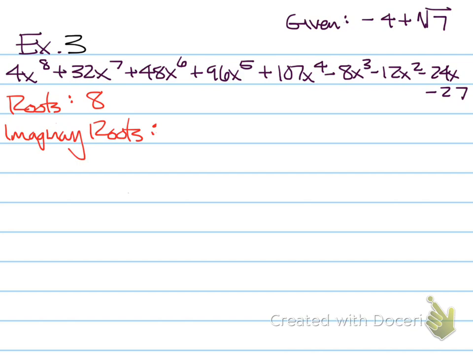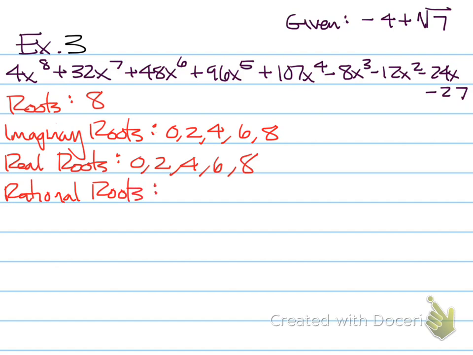Possible imaginary roots are the even numbers less than or equal to 8. So that's 0, 2, 4, 6, and 8. The number of possible real roots is going to be 8 minus each one of the possible imaginary roots. So 8 minus 8 is 0, 8 minus 6 is 2, 8 minus 4 is 4, 8 minus 2 is 6, 8 minus 0 is 8.